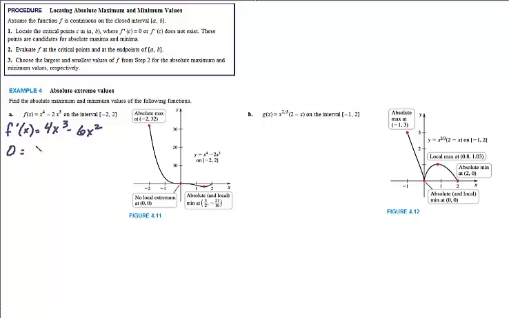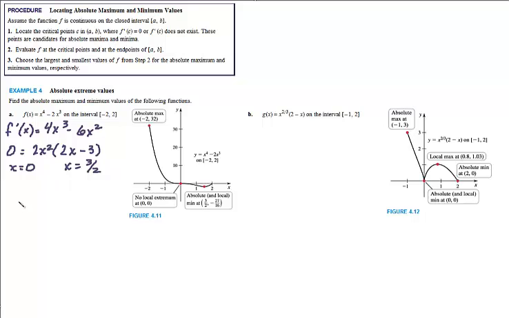I'm just going to go ahead and pull out a 2x squared, and then I'll get 2x minus 3 left there. That will give me x equals 0, or x equals 3/2 as critical points. So I've located the critical points where the derivative is 0.